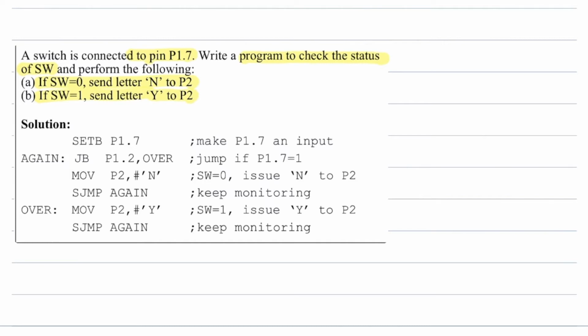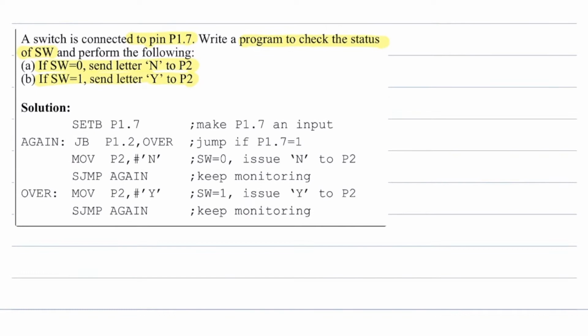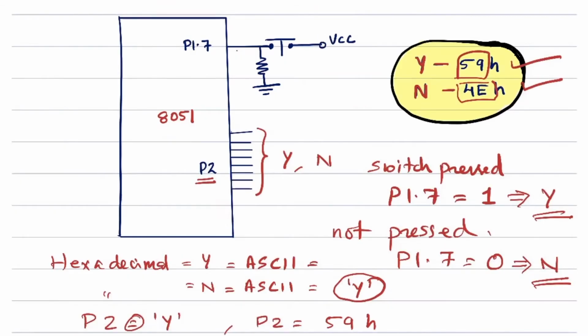So the first thing we will do is read the content of the pin. This is the pin we are going to read the content of, so this pin has to be configured as an input pin, because a switch is an input device.